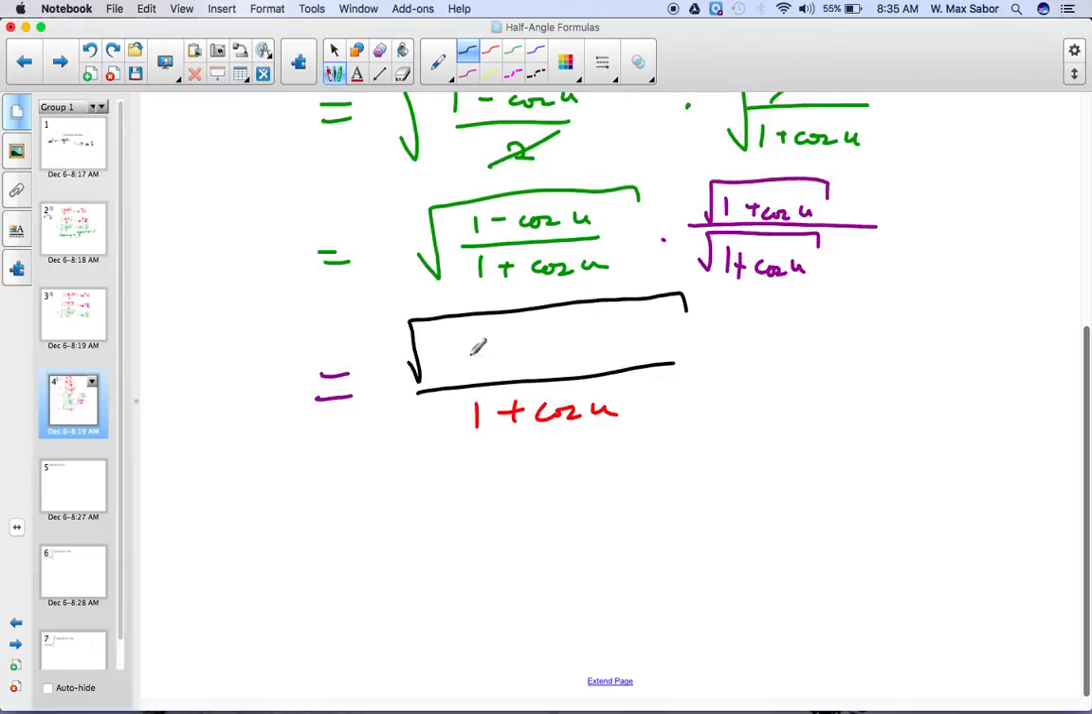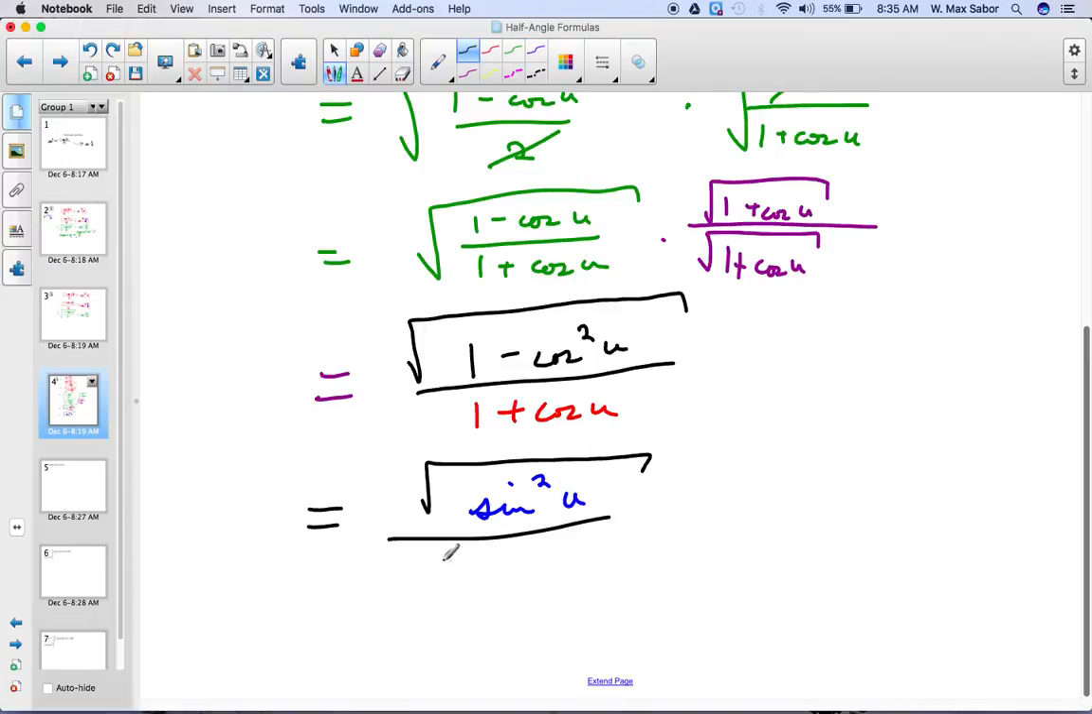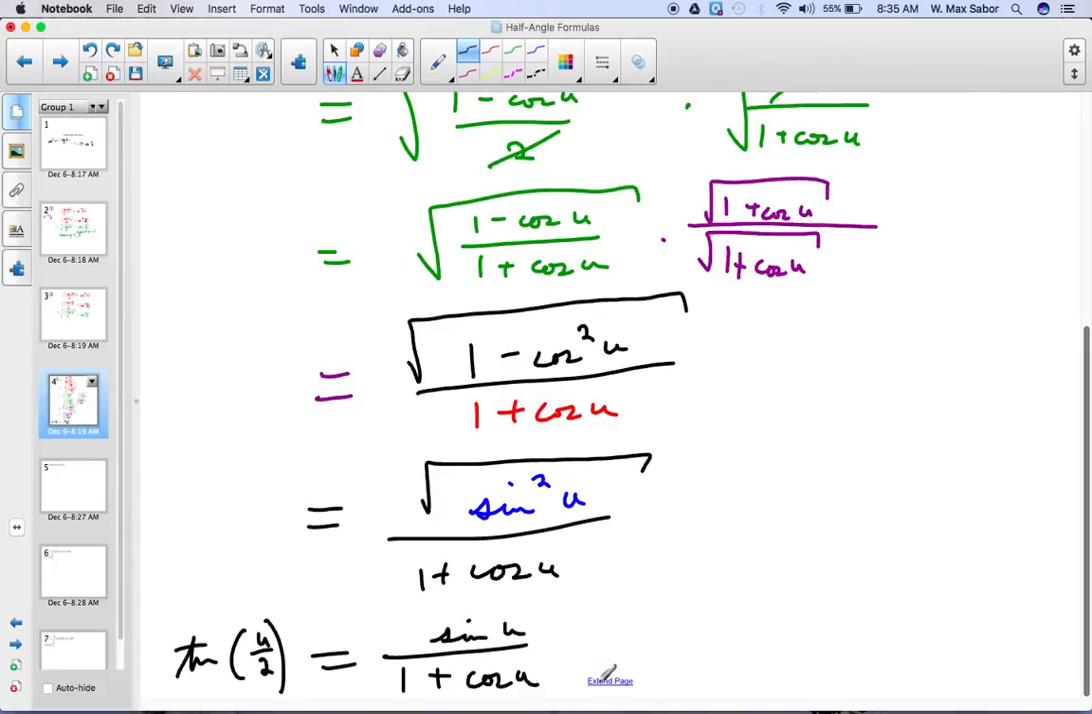That's a difference of squares, so this is going to be 1 minus cosine squared. Ooh, this is a Pythagorean identity. So we have the square root of, by our Pythagorean identity, sine squared all over 1 plus cosine of u. And the square root of sine squared is sine. So we have sine u over 1 plus cosine u. So this is one of our identities. This is an acceptable final answer.